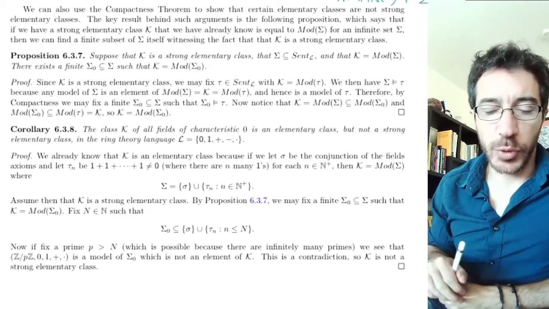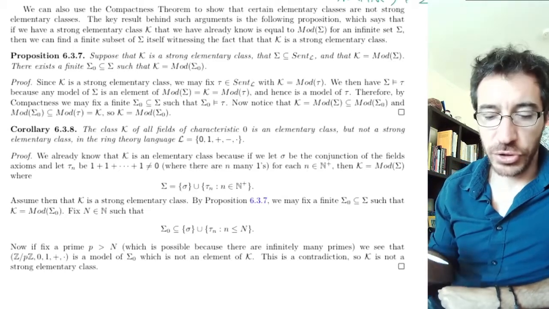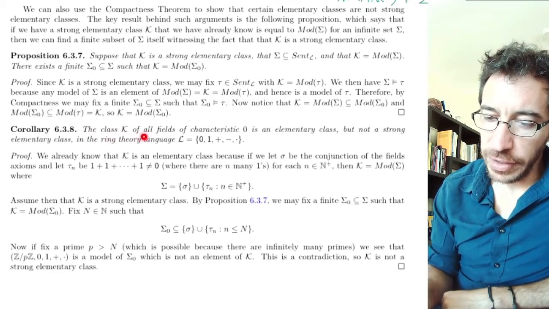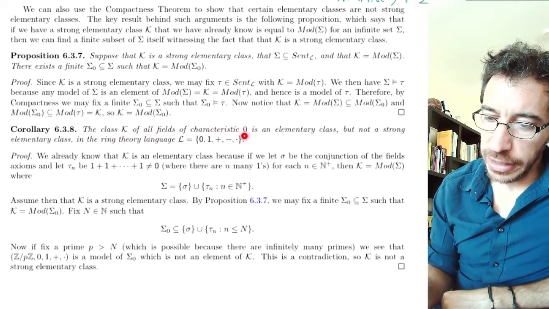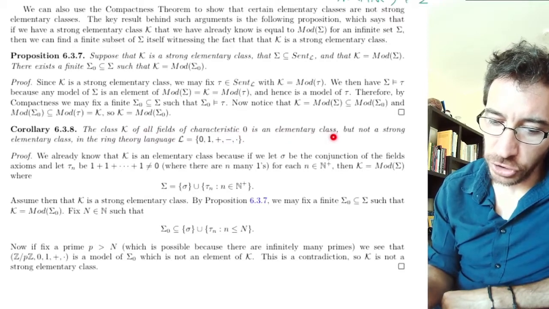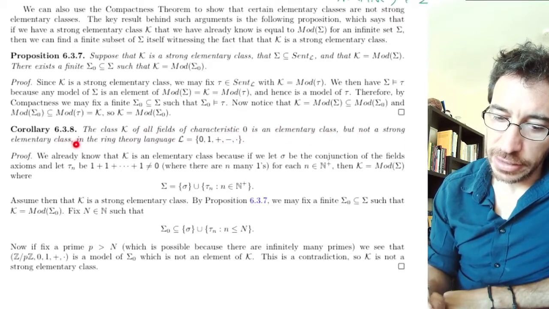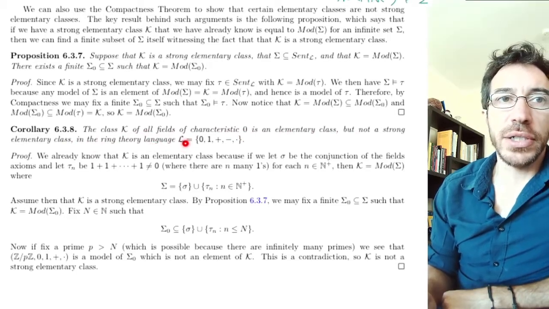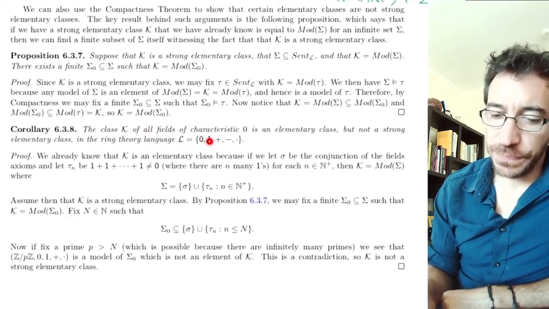Okay, so that's the proof, and let's see how you apply this proposition. Corollary. The class K of all fields of characteristic 0 is an elementary class, but not a strong elementary class in the ring theory language or vocabulary: 0, 1, plus, minus, and times.